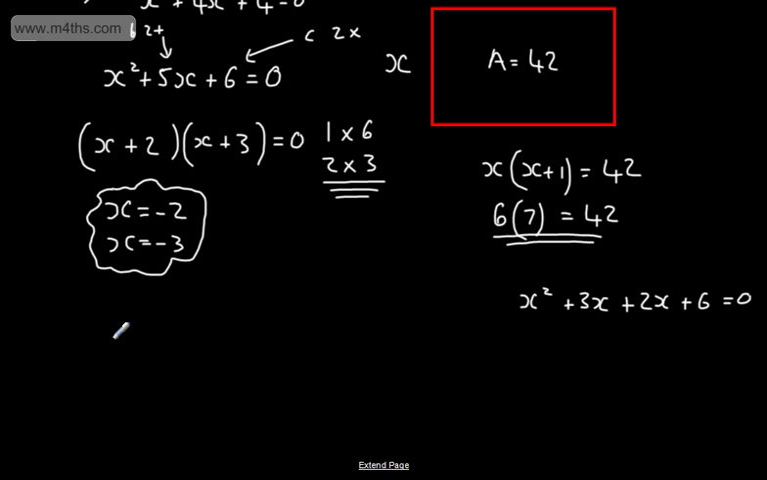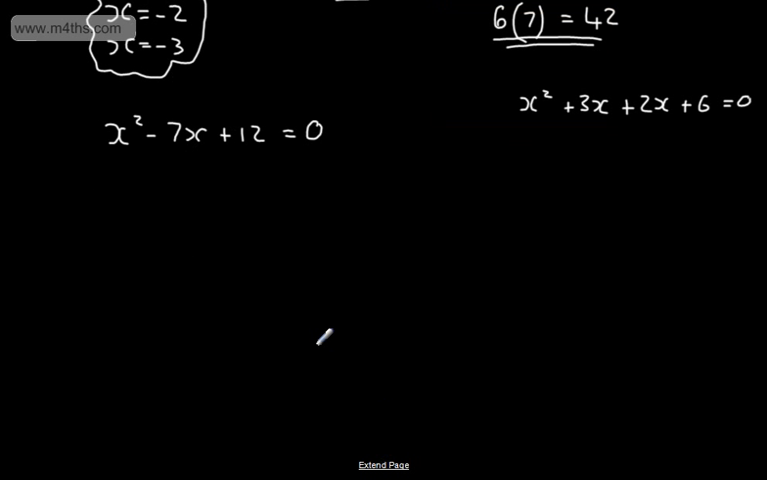Let's look at another example now. Let's take x squared minus 7x plus 12 is equal to 0. So I'm first checking, is this in the correct order? Well, we've got the x squared, the x, the no x, and then that's equal to 0. So ax squared plus bx plus c is equal to 0.